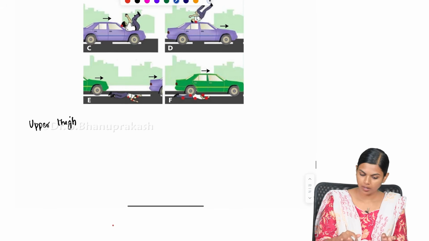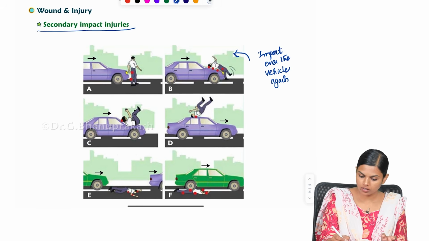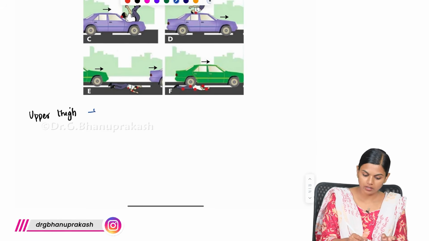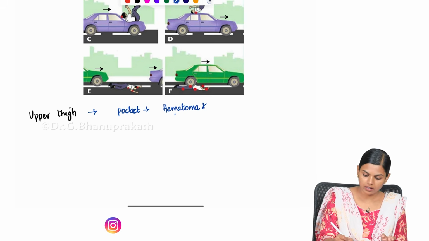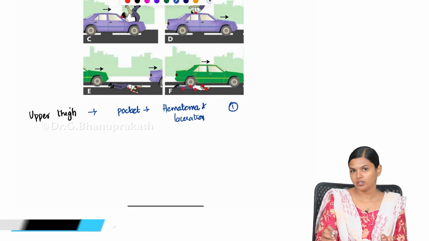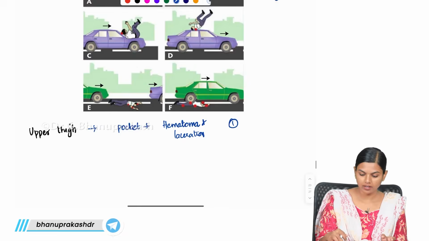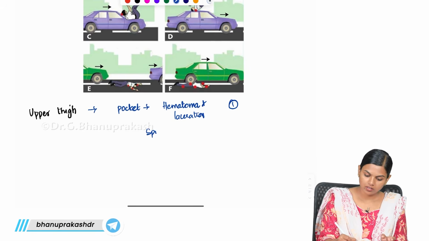This secondary impact injury, mostly you can see it over the thigh region. So they will be getting an upper thigh pocket where you will have a lot of hematoma and laceration. So this is one scenario, and they can also hit their head and they can get spinal and head injury.